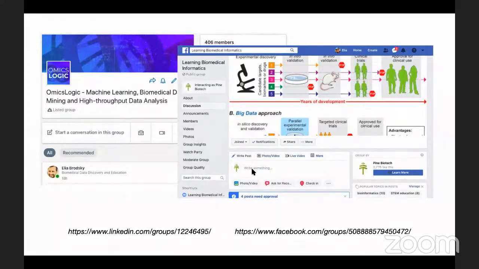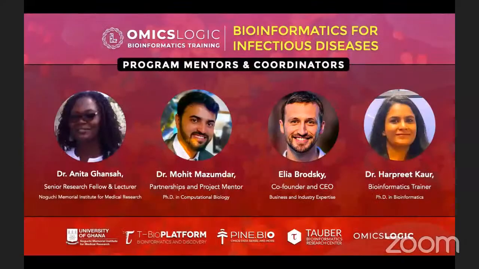So now let me introduce you to the program mentors. In the upcoming Omics Logic program, you will have the opportunity to interact and collaborate with an international team of experts specialized in the application of data science to biological data sets. Let me introduce you to the main speakers of today's session.